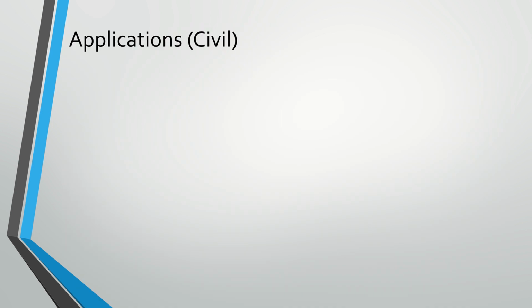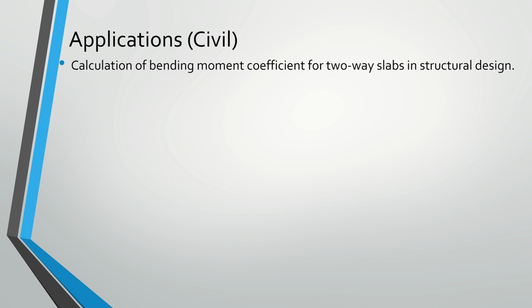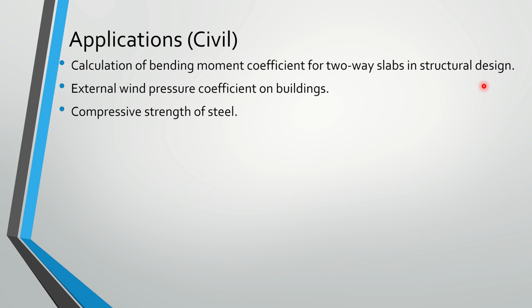Okay, now let's talk about application of interpolation in civil engineering. So we can calculate bending moments. Okay, we can use interpolation for calculating the bending moment coefficient for two-way slabs in structural design, right? We can obviously determine external wind pressure coefficient on buildings by using interpolation. We can again use interpolation to find the compressive strength of steel. Okay, it can be used in damage analysis of bridge structure.